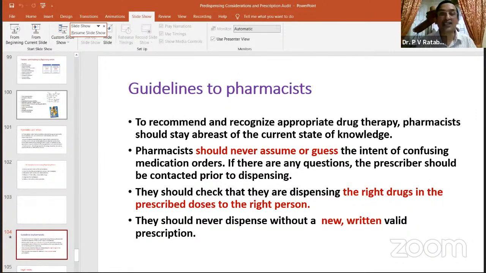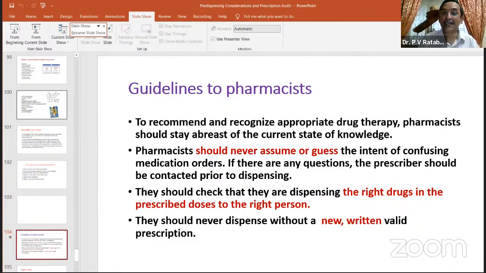Guidelines to pharmacists to recommend and recognize appropriate drug therapy. Pharmacists should stay abreast of the current state of knowledge. Pharmacists should never assume or guess the intent of confusing medication orders. If there are any questions, the prescriber should be contacted prior to dispensing. They should check that they are dispensing the right drugs in the prescribed dosage to the right person.